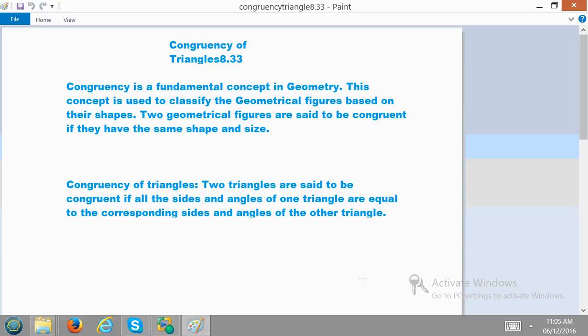Congruency is a fundamental concept in geometry. This concept is used to classify geometrical figures based on their shapes. When there are two geometrical figures, they're said to be congruent if they have the same shape and size. So it is a fundamental concept.